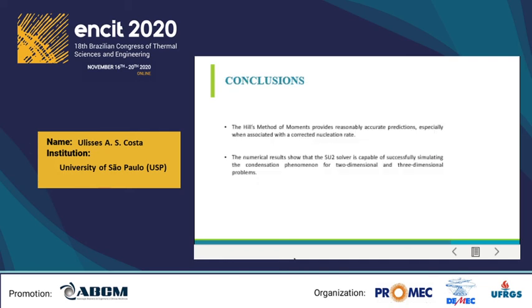Let's talk about the conclusion of this work. The numerical results show that the SU2 solver is capable of successfully simulating the condensation phenomena for two-dimensional or three-dimensional problems. The Hill method of moments provides reasonably accurate predictions, especially when associated with a correct nucleation rate.